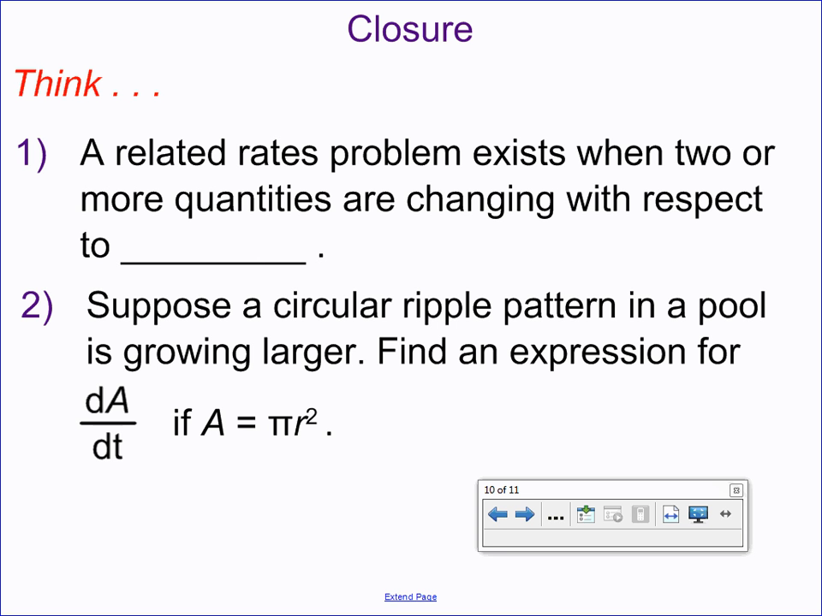Then we'll suppose a circular ripple pattern in a pool is growing larger. So if we were to drop a stone in a pool, we know that circular ripples emanate from the site of the splash and grow outwards. Let's find an expression that gives dA/dt, that is the rate of change in the area with respect to time, for those circular ripples, A equals pi r squared, or I should say the area enclosed by a circular ripple.